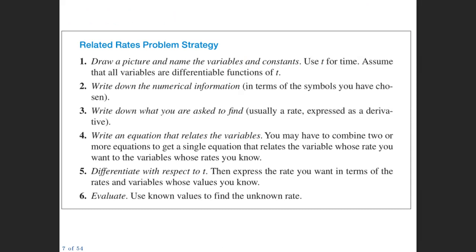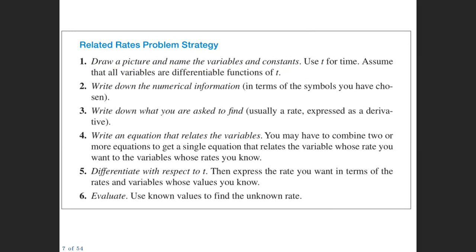One slide from the book. This is the strategy your textbook suggests. Your textbook says the first thing to do is to draw a picture. Understand the situation. Decide what variables you want, what constants you have, and I would also add, decide what units you want to use, meters, kilograms, etc.